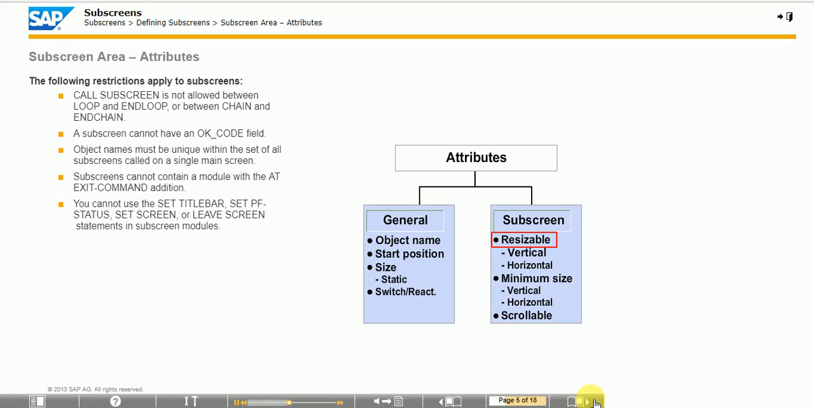The resizable attribute controls whether the size of a subscreen area can be changed vertically or horizontally. You must set these attributes for the size of the subscreen area to change with the size of the main screen. You can use the minimum size attribute to set a lower limit beyond which the subscreen area cannot be resized. The context menu attribute allows you to assign a context-sensitive menu to the output fields on the subscreen.